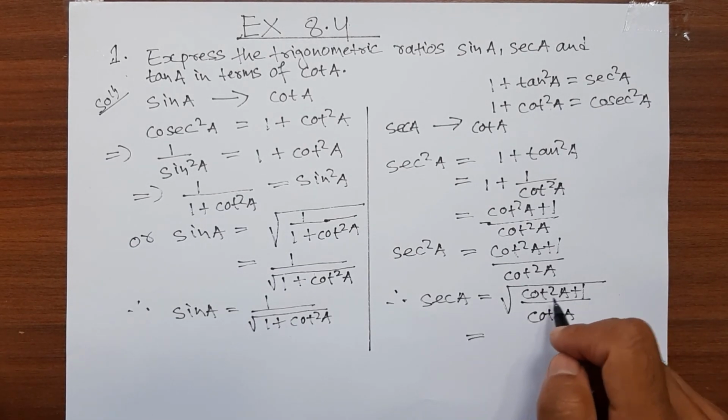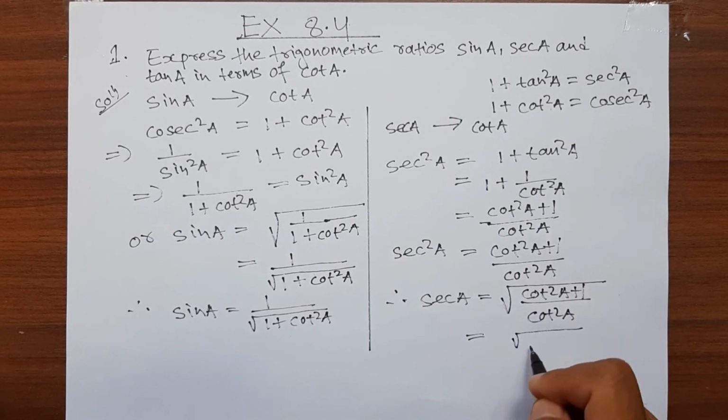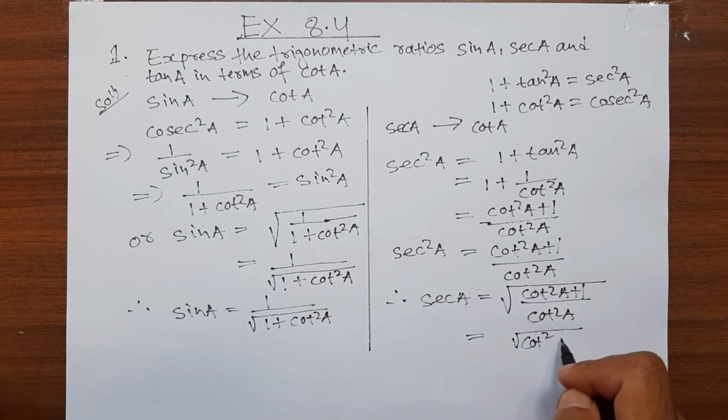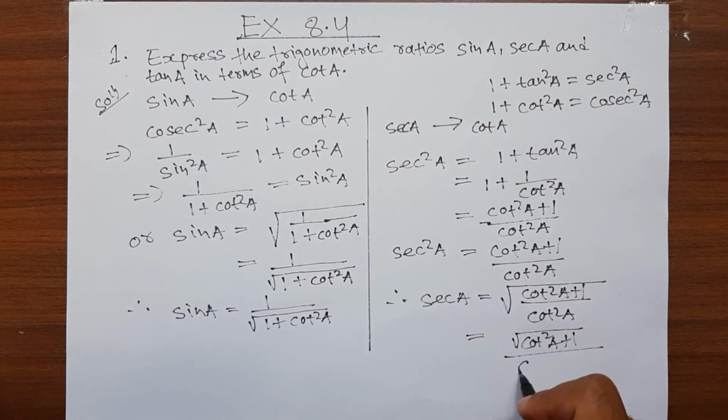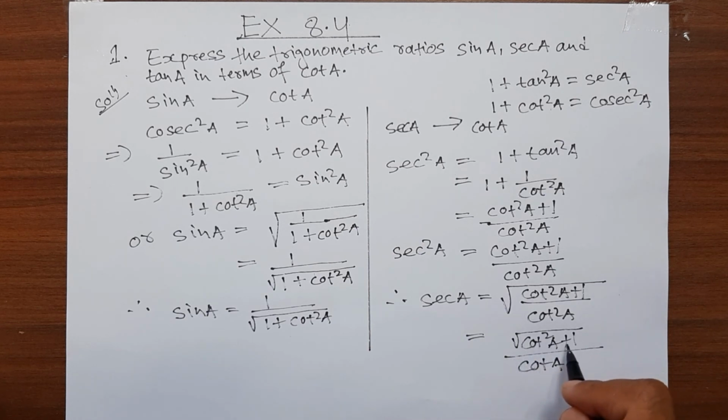So if we take the square out, then this will be root under cot square A plus 1 by cot A. Thus we arrive at the result: sec A can be expressed as root under cot square A plus 1 by cot A.